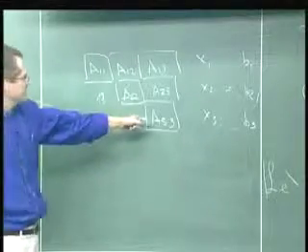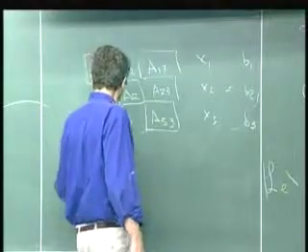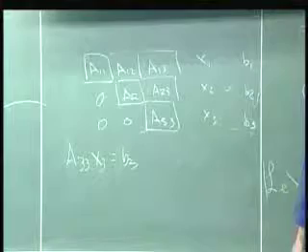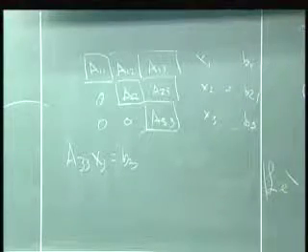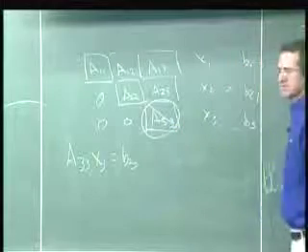Okay, but look at this last equation. This says that A33 x3 equals B3. I can solve this for x3 independently. So I can do an LU factorization of just this matrix.